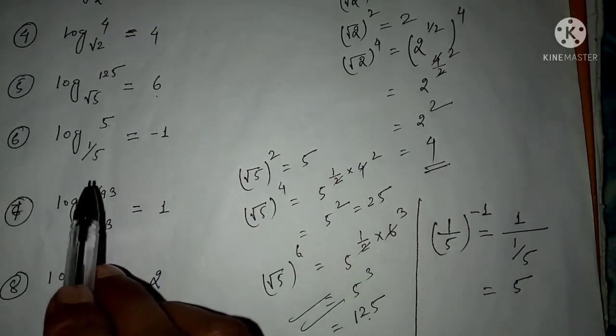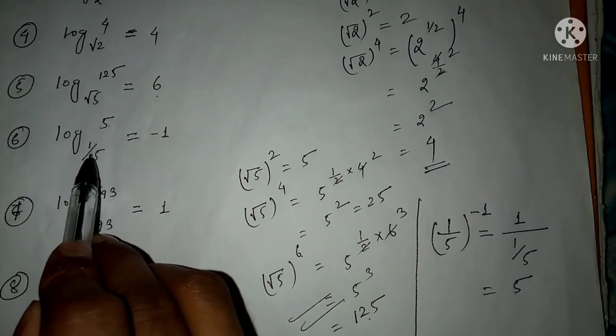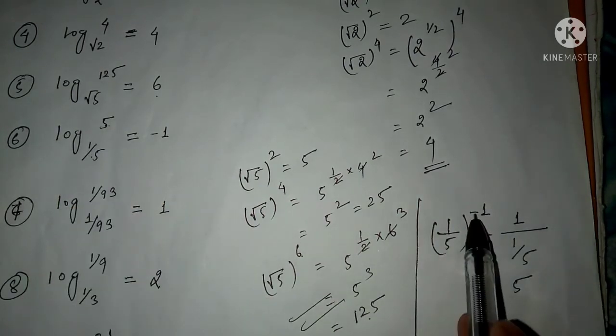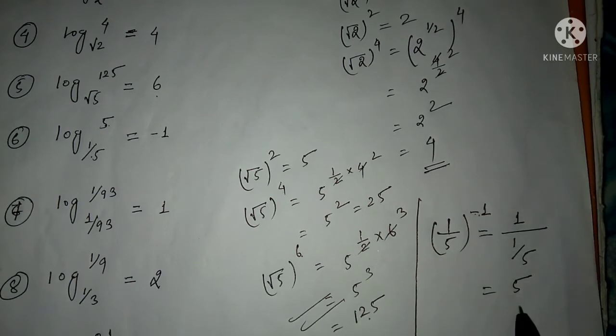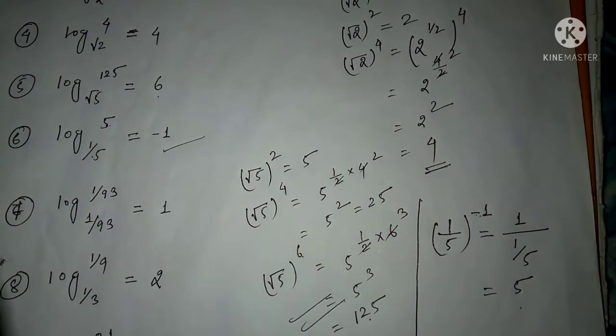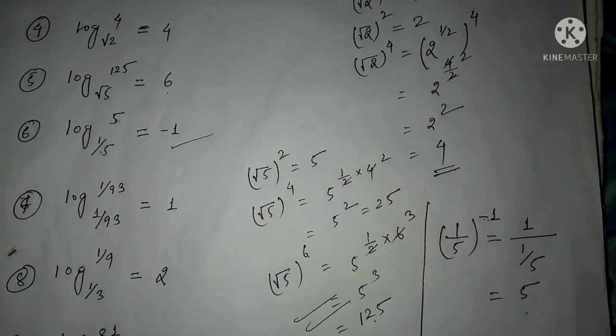That means, see, what power of 1 by 5 gives us 5? That is your -1. See, when I write minus here, my answer is 5 to the power -1. So the answer is 5 -1.